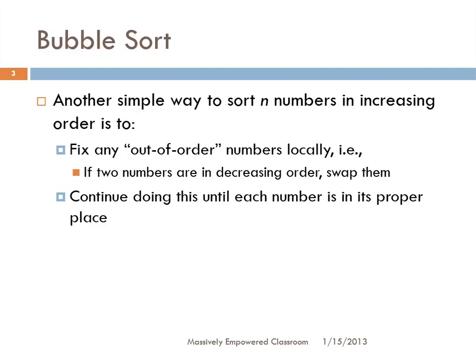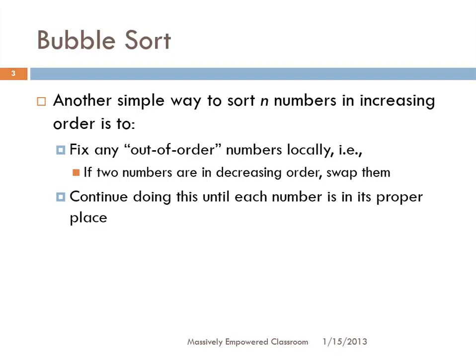So we gradually improve the order of all the elements, and the numbers in a way bubble up to their final positions. Just like a bubble rises in water to the surface, each number bubbles up or rises to its correct position in the array.